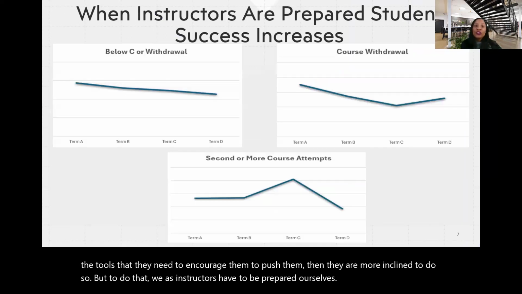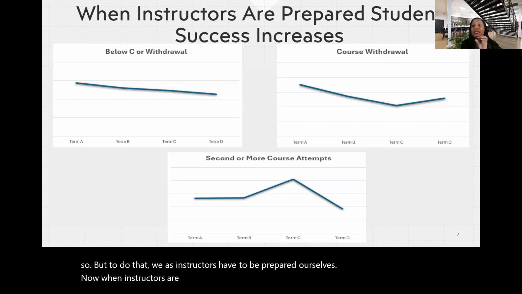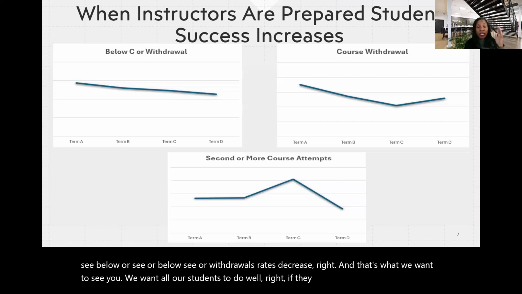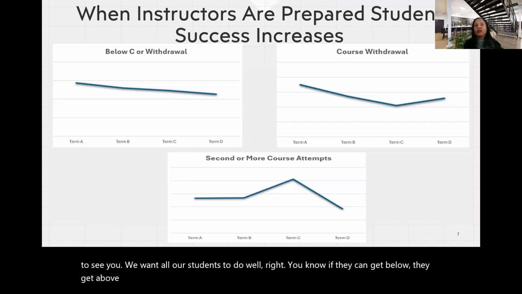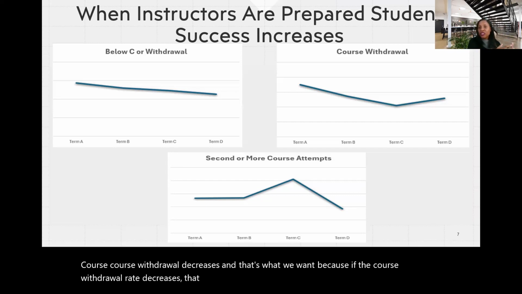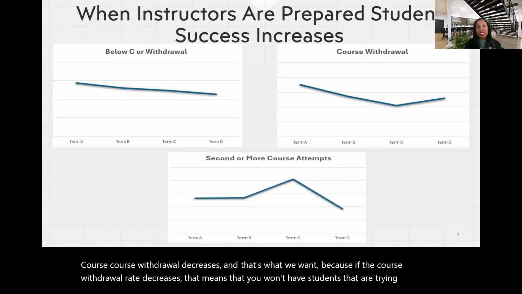Now, when instructors are prepared, again, student success increases. So from that, you can see that rates of C or below, or withdrawals, decrease, right? And that's what we want to see. We want all our students to do well, right? If they get above a C, that is awesome, right? Course withdrawal decreases. And that's what we want, because if the course withdrawal rate decreases, that means that you won't have students trying to sign up for it a second time.